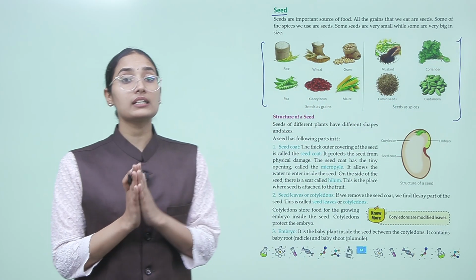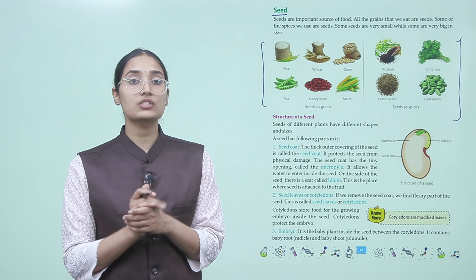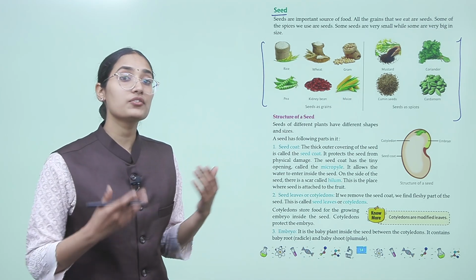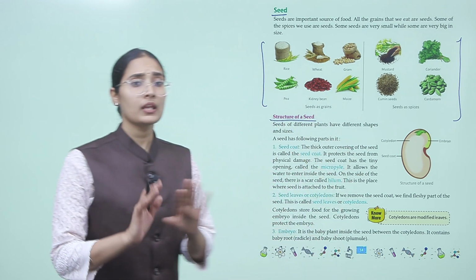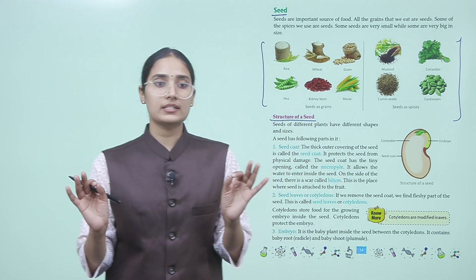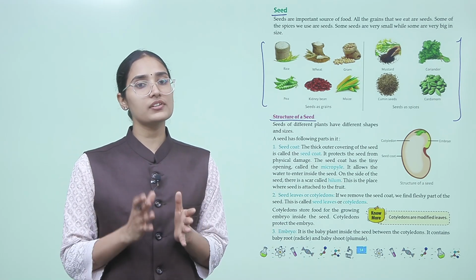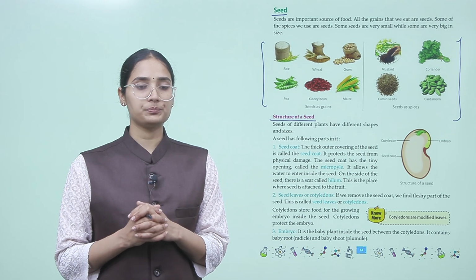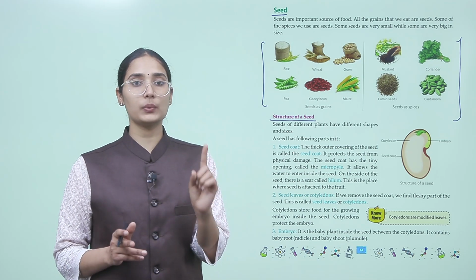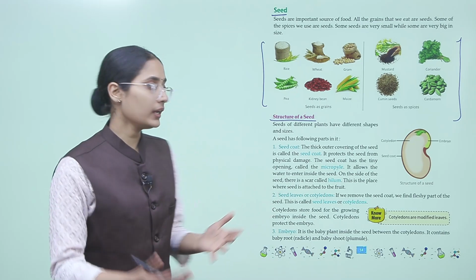Now let's understand the structure of a seed. How does a seed look from inside? What are the different parts? So, all seeds consist of different parts and they have different shapes and sizes. A seed has the following parts in it. Let's first talk about the seed coat. Let's begin from the outside.